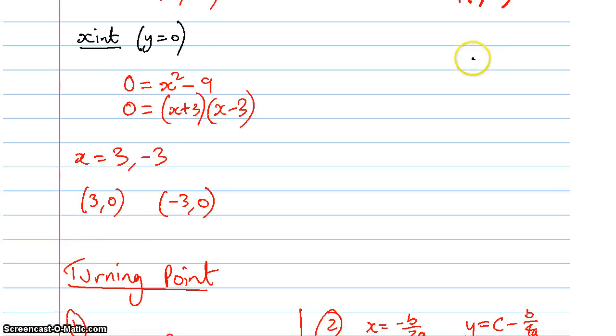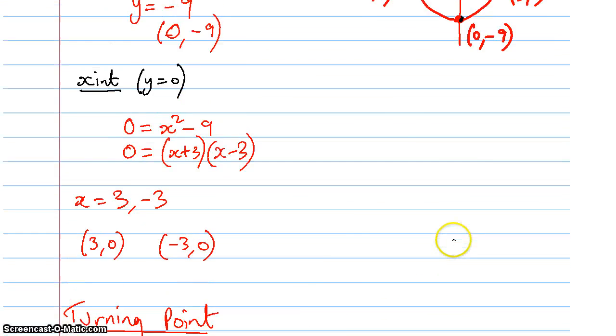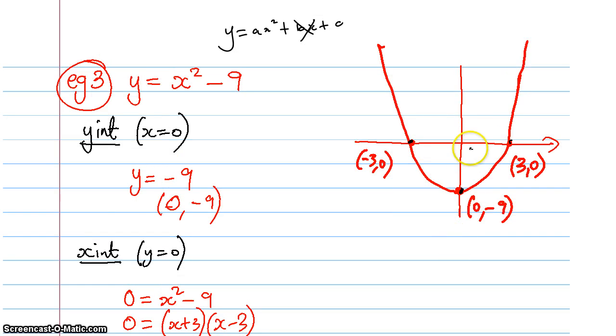But just to prove it to you, I'll use the other method, and I get x equals negative b over 2a. Now b, remember, is 0. So therefore 0 divided by anything is still 0. And then when I put it into this formula, I end up getting negative 9. So this one is a little bit easier, because this point here is actually the turning point as well as the y-intercept. So I just connect my dots, and I'm very happy.